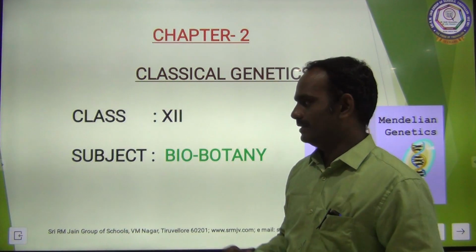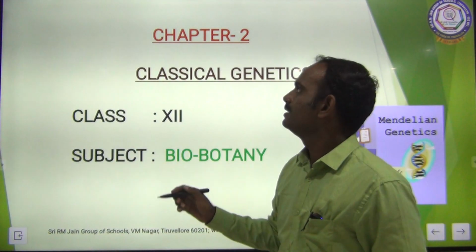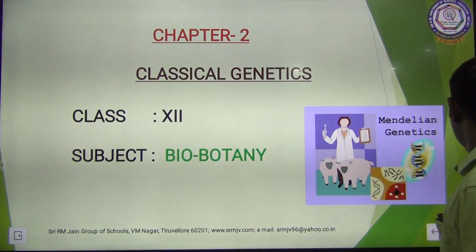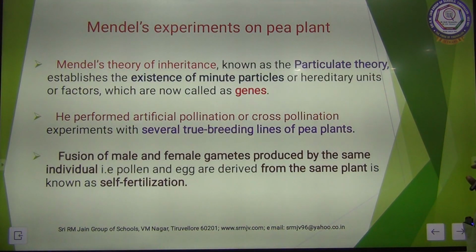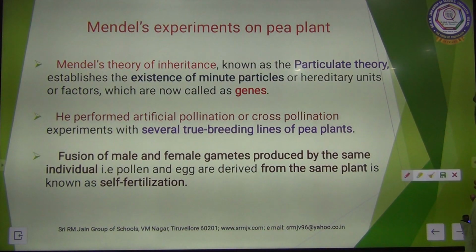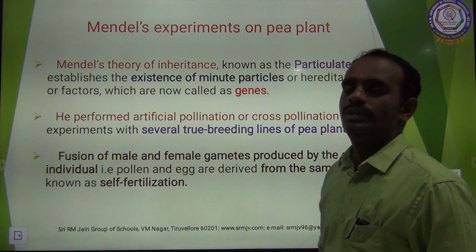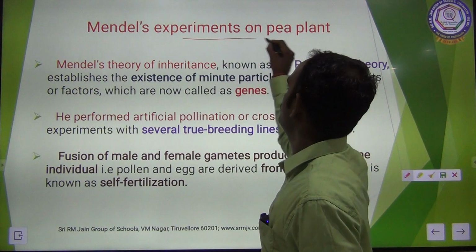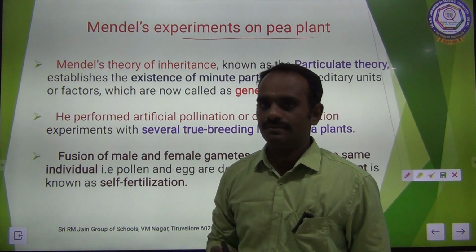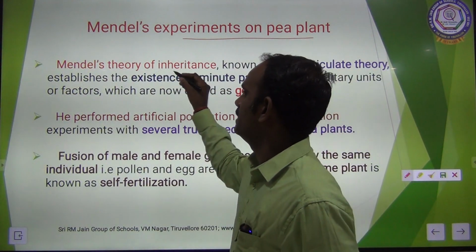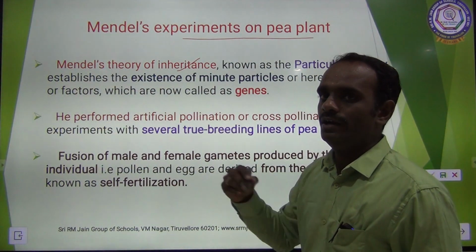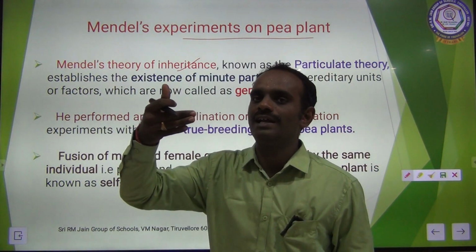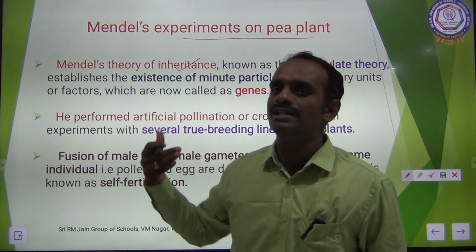Class 12, subject Botany, Chapter 2, Classical Genetics. Today we are going to discuss Mendel's experiments on pea plant, Mendel's theory of inheritance. Already you know the meaning of inheritance. Inheritance means transfer of character from one generation to another generation.